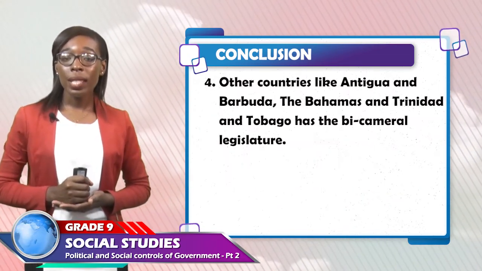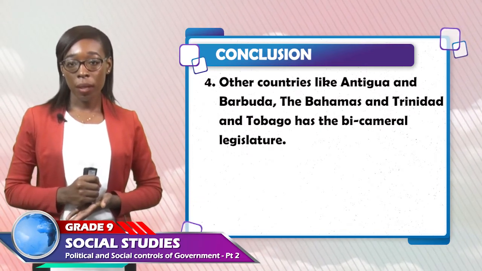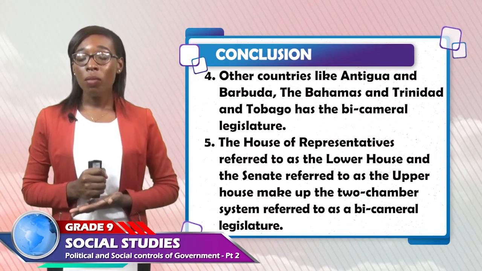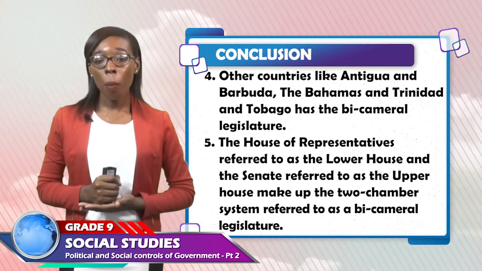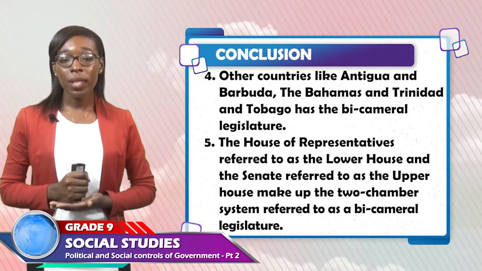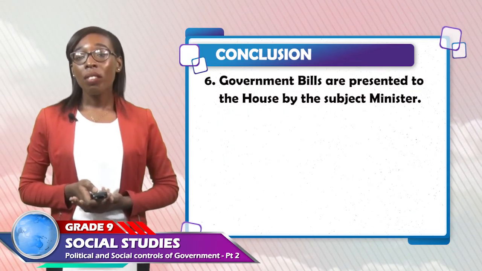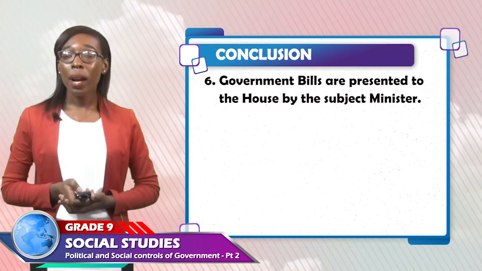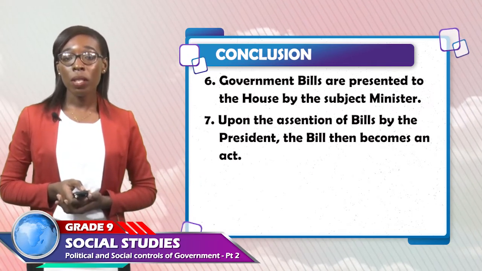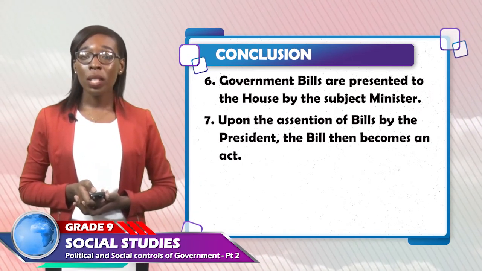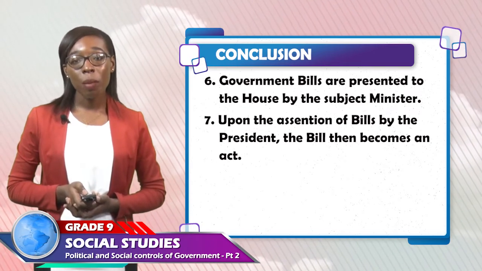4, other countries like Antigua and Barbuda, the Bahamas, and Trinidad and Tobago have the bicameral legislature. 5, the House of Representatives, referred to as the lower house, and the Senate, referred to as the upper house, make up the 2-chamber system referred to as bicameral legislature. 6, government bills are presented to the House by the subject minister. And number 7, upon the assent of bills by the President, the bill then becomes an act. And should the President not assent the bill, it is returned to Parliament.